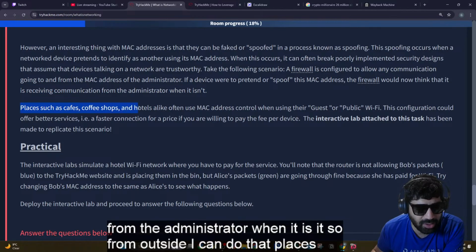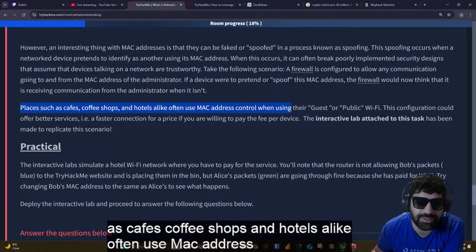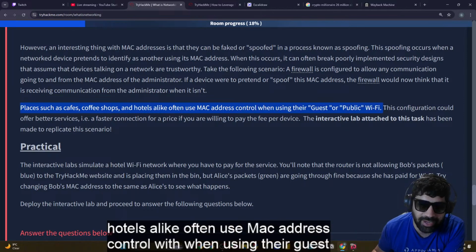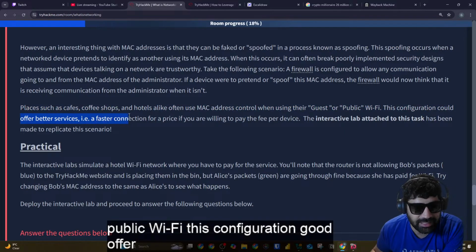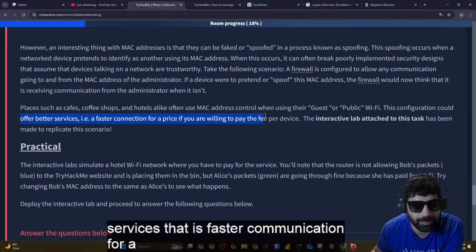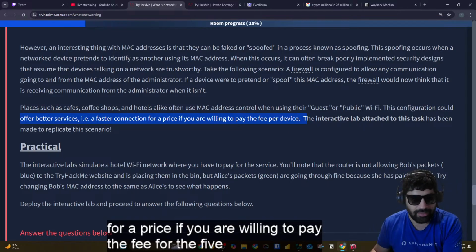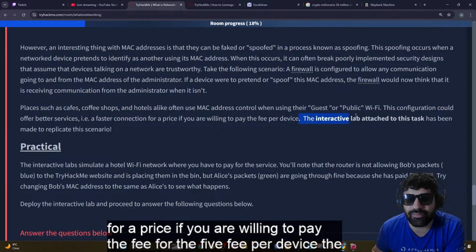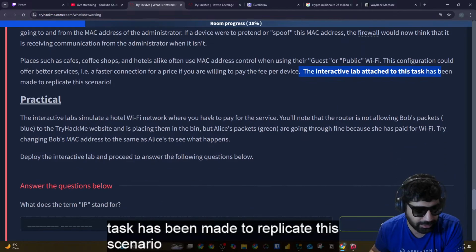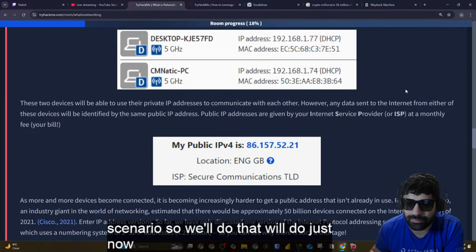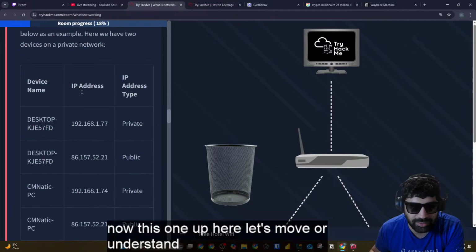Places such as cafes, coffee shops, and hotels often use MAC address control on their guest or public Wi-Fi. This configuration could offer better services, that is faster communication, for a price, if you are willing to pay the fee per device. The interactive lab attached to this task has been made to replicate this scenario. So we'll do that just now, this one up here. Let's spoof, or understand how this game goes.